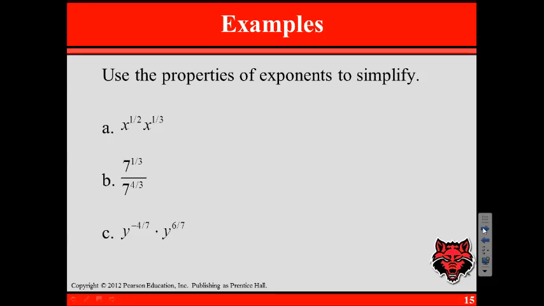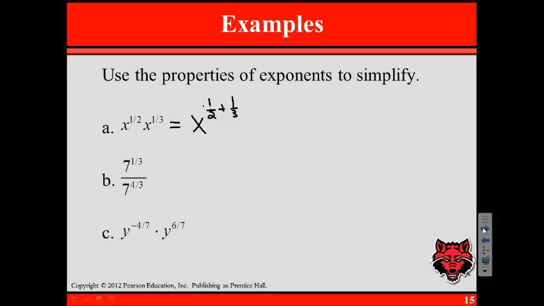First, we have x to the 1/2 times x to the 1/3. And we would use the product rule. If we are multiplying, we add the exponents and write the base 1 time. So we have x raised to the 1/2 plus 1/3. Before we can add those fractions together, we have to have common denominators. The common denominator of 2 and 3 is 6.